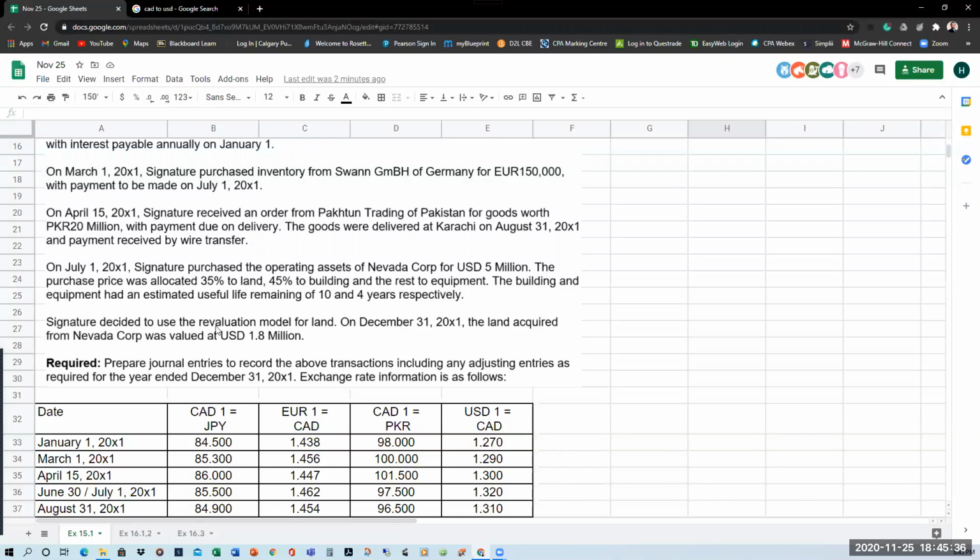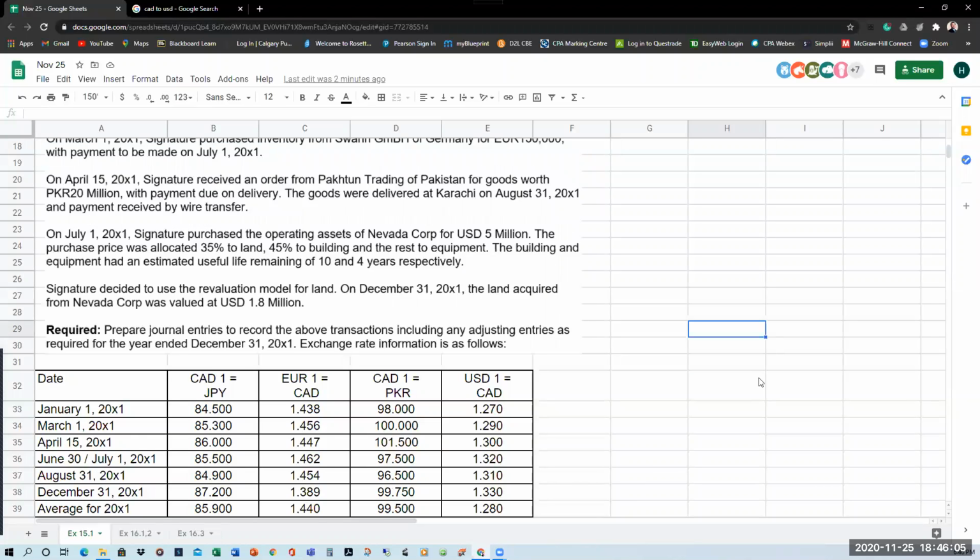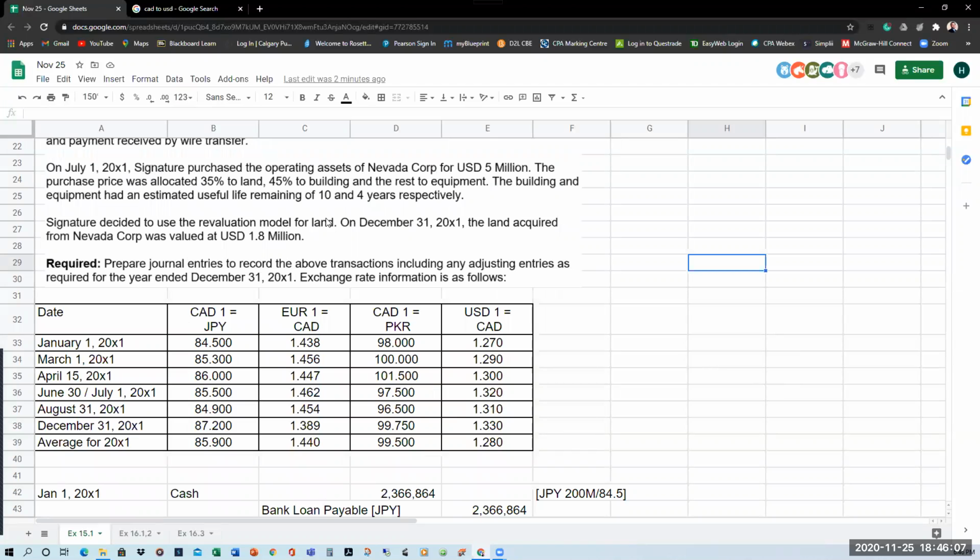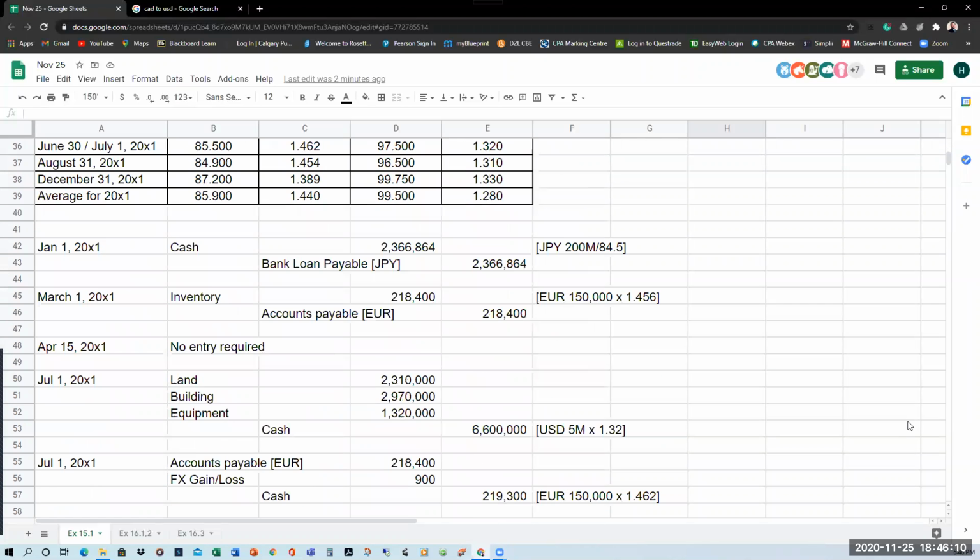Signature decided to use the revaluation model for land. On December 31st, 2001, the land that was acquired from Nevada Corp was valued at 1.8 million US dollars. Now, the revaluation model is something that you folks learned about in your first intermediate course. Of course, when you're in an advanced accounting course, you have to remember stuff from earlier courses. So this is just a gentle reminder. So here they decided to use the revaluation model.